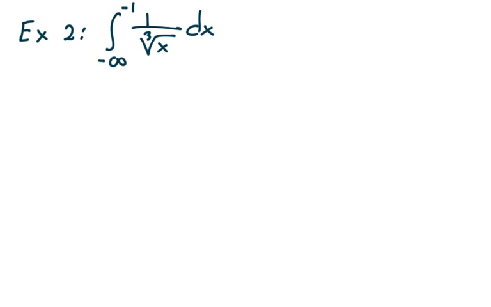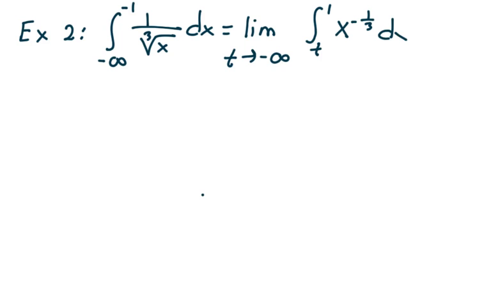Let's take a look at example 2. Suppose I had the integral of 1 over cube root of x dx, and we're going to go from negative infinity up to negative 1. And so this is the limit as t goes to negative infinity of the integral from t to negative 1 of, if you don't mind, I'm going to write this as x to the negative one third dx.